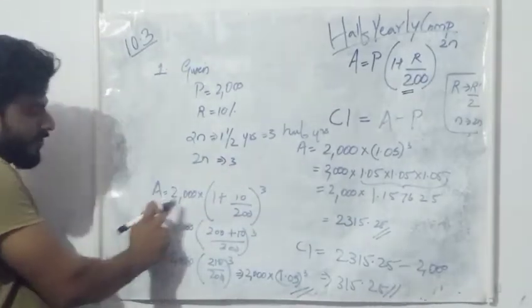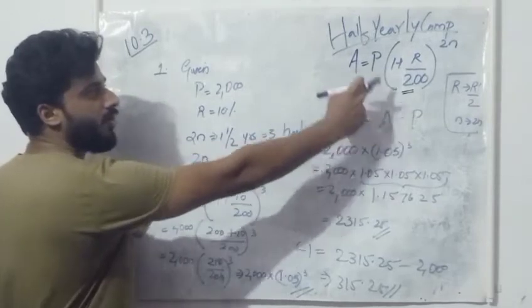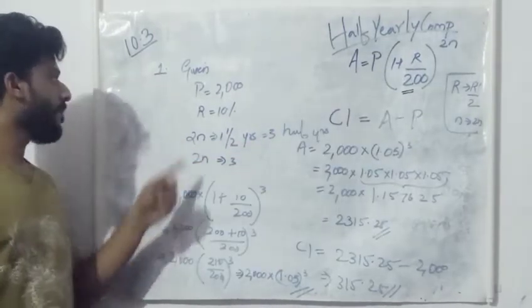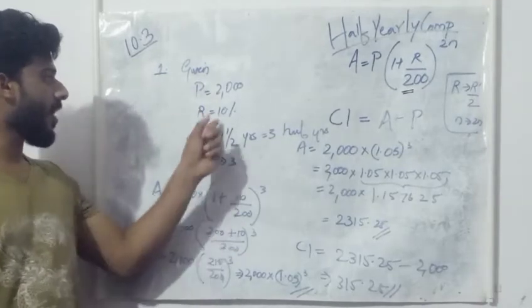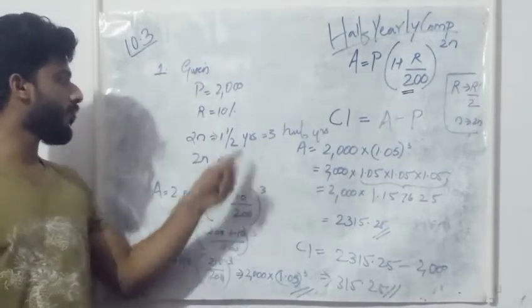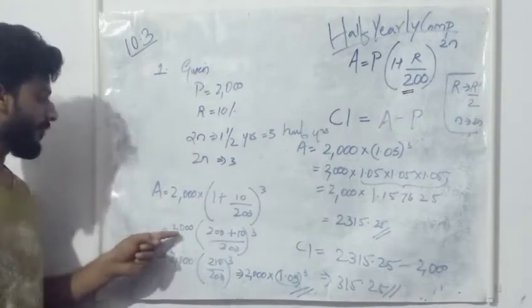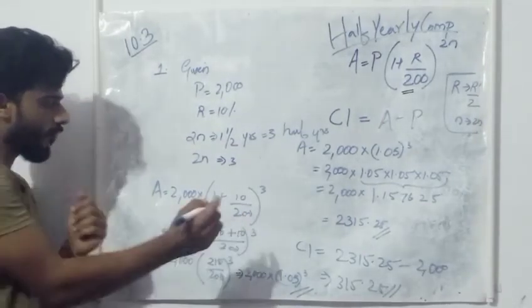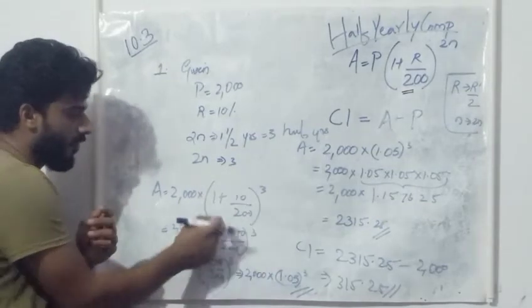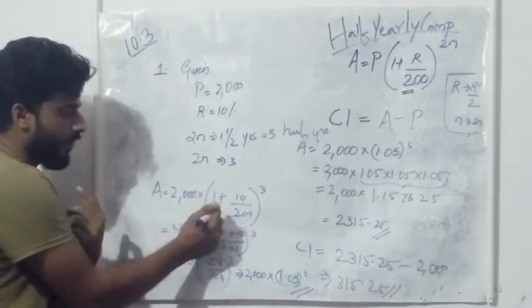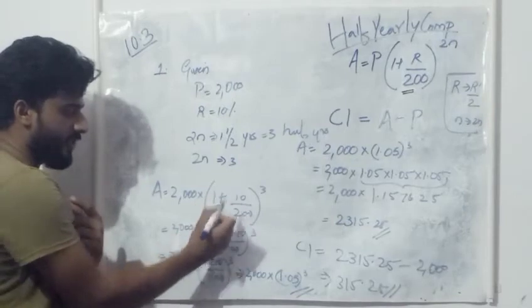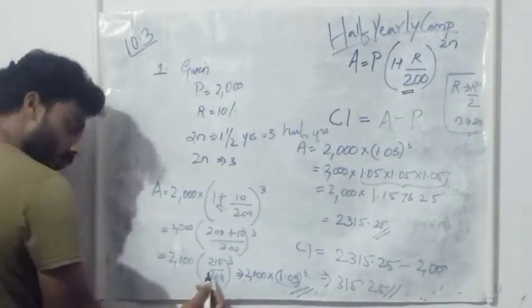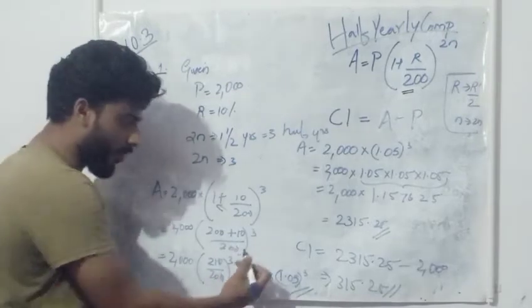So our equation: amount is equal to P into 1 plus R by 200 whole raised to 2n. On substituting, amount equal to 2000 into 1 plus 10 by 200 whole cube. Instead of 2n we have 3. We solve by cross multiplying or LCM, any method. Cross multiplying 200 into 1, 200 plus 10, so 210 divided by 200 whole cube, equal to 2000 into 210 divided by 200 whole cube.